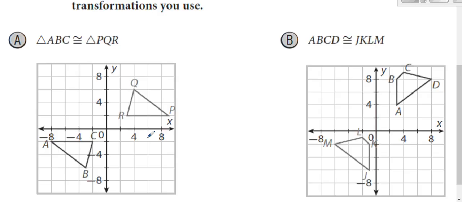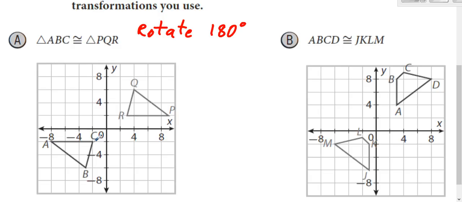Actually, a rotation of 180 degrees is the exact same as a reflection over the x and y axis. It works out the exact same way. So it's a little bit less writing if I say rotate 180 degrees. But it would not be wrong if you said reflect over the x-axis, then reflect over the y-axis. That would be okay.